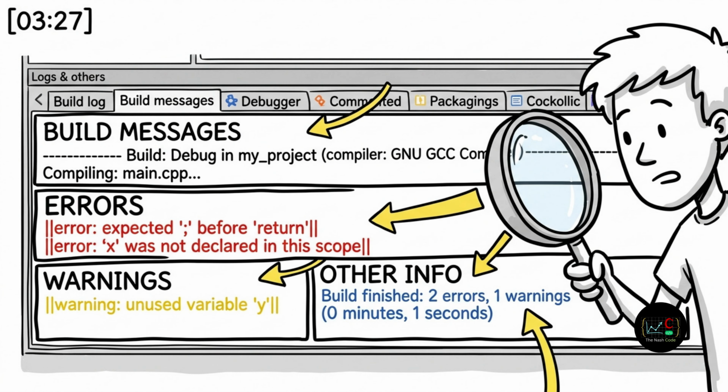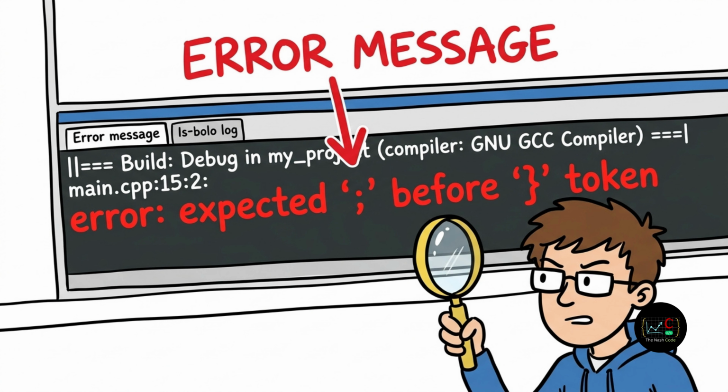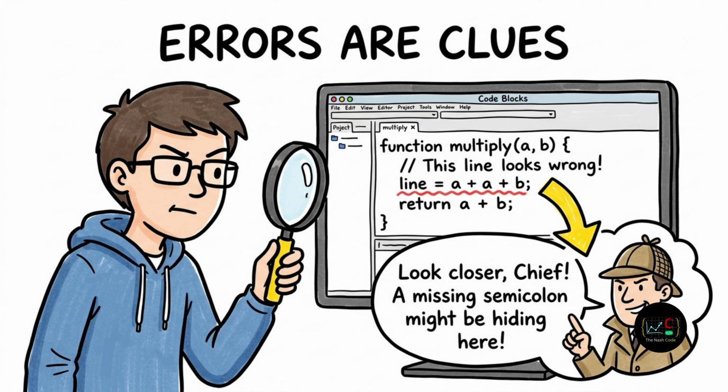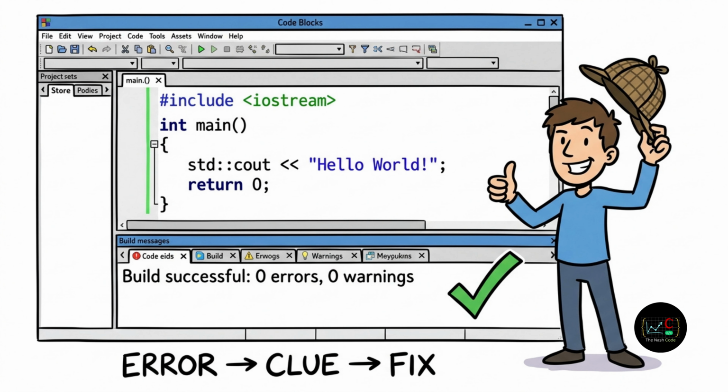Now let's look at that bottom section again. This area is extremely useful because it can show us build messages, compiler errors, warnings, and other information. For example, if you accidentally make a mistake in your code, you might see something like: error, expected semicolon before right brace. Don't panic when you see messages like this. Errors are not your enemy. Errors are clues. They tell us that something needs to be fixed, and throughout this course, I'll show you how to understand these messages instead of being afraid of them.